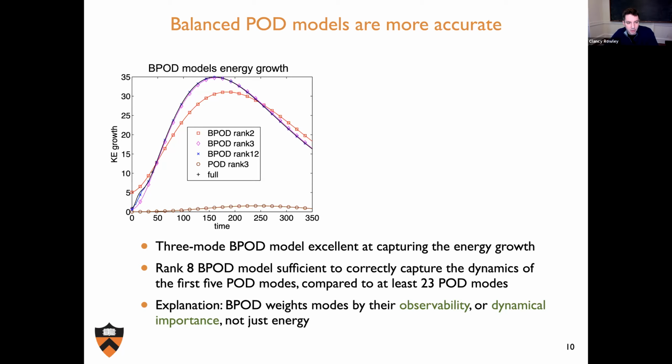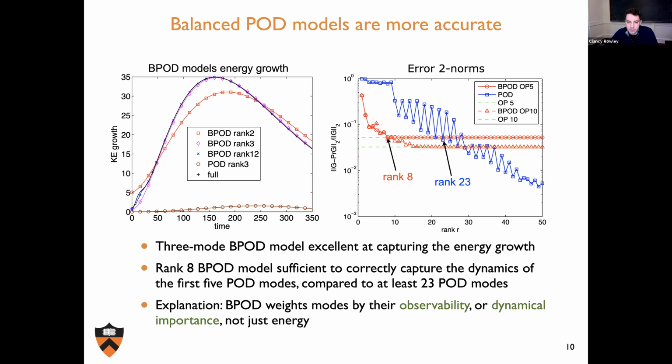So this balanced model works much better, at least for this system with the large transient growth. This shows the energy. For this linear system, you can look at norms and you can see that if you want to get the first 5 POD modes perfectly, you need an 8-mode balanced POD model. You need to keep 23 POD modes to correctly capture the first 5 POD modes with your reduced order model.